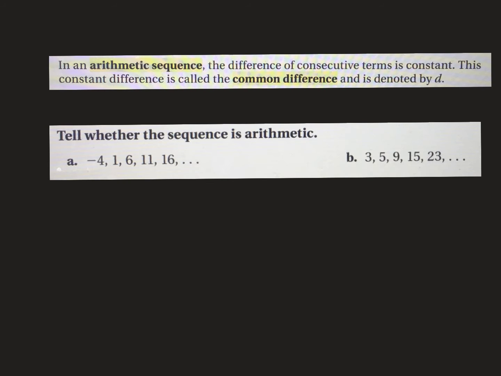All right, in an arithmetic sequence, the difference of consecutive terms is constant, so they differ by the same amount. The constant difference is called the common difference, and it's known by d. Imagine that, the difference, d for difference.